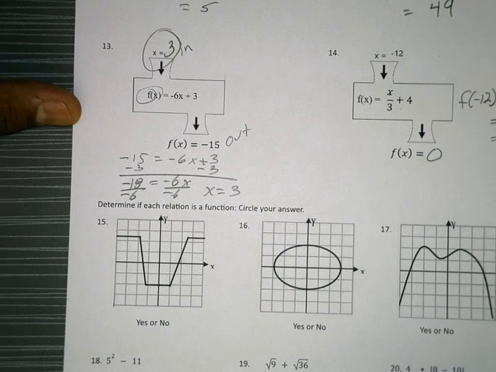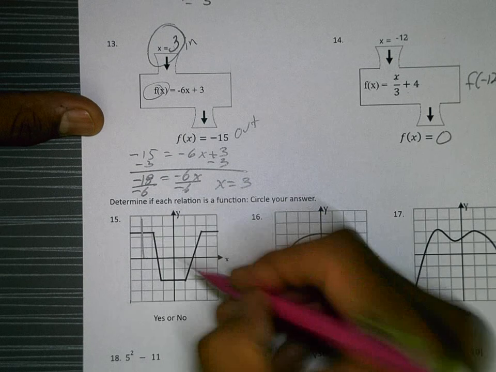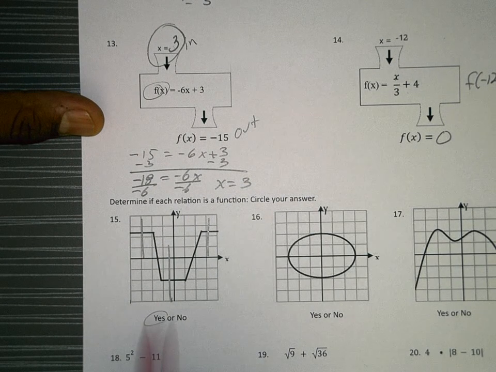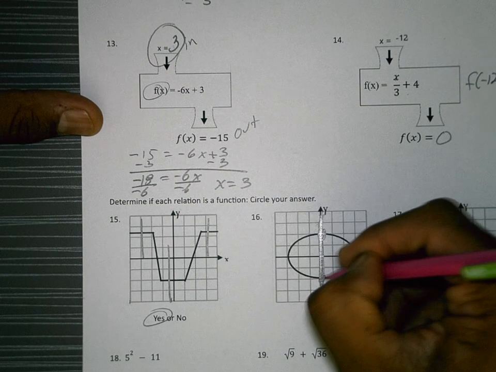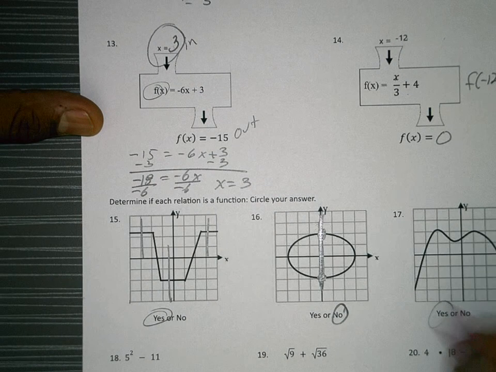And then coming down here, we have to determine if these are a function, yes or no. These all pass the vertical line test. So if I draw vertical lines, it only hits the graph at one spot. So that's a yes. You can see right here, if I draw the vertical line, see how it hits it at 2 different spots on the same vertical line, not a function. And this is also a function.